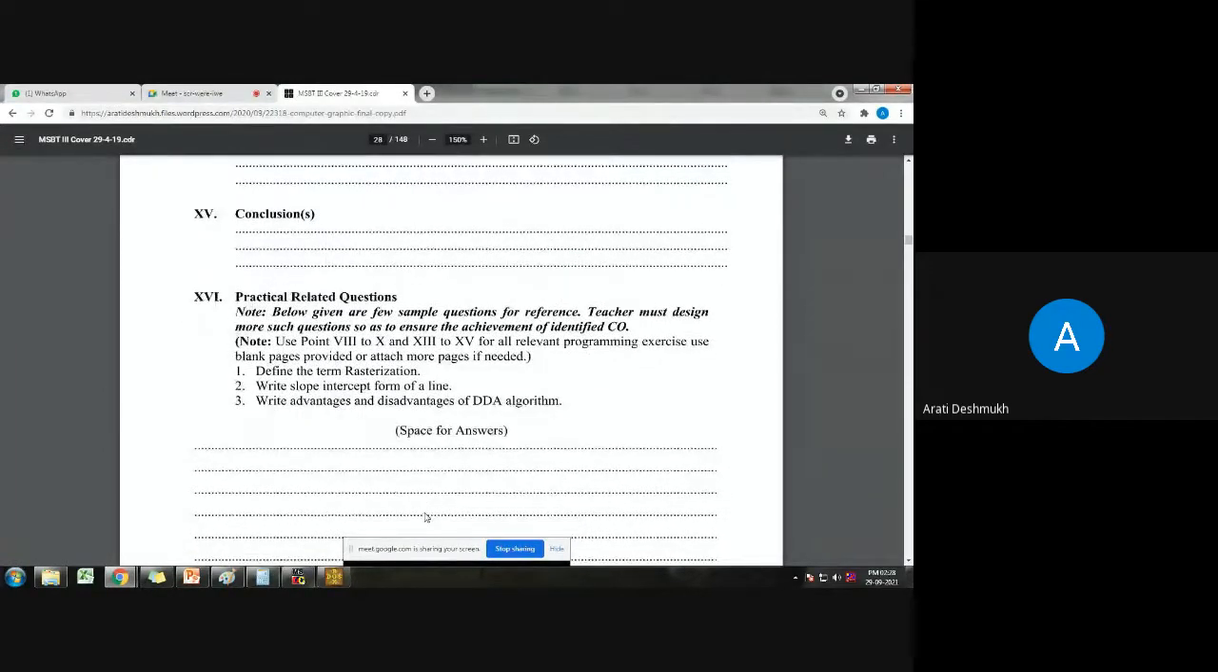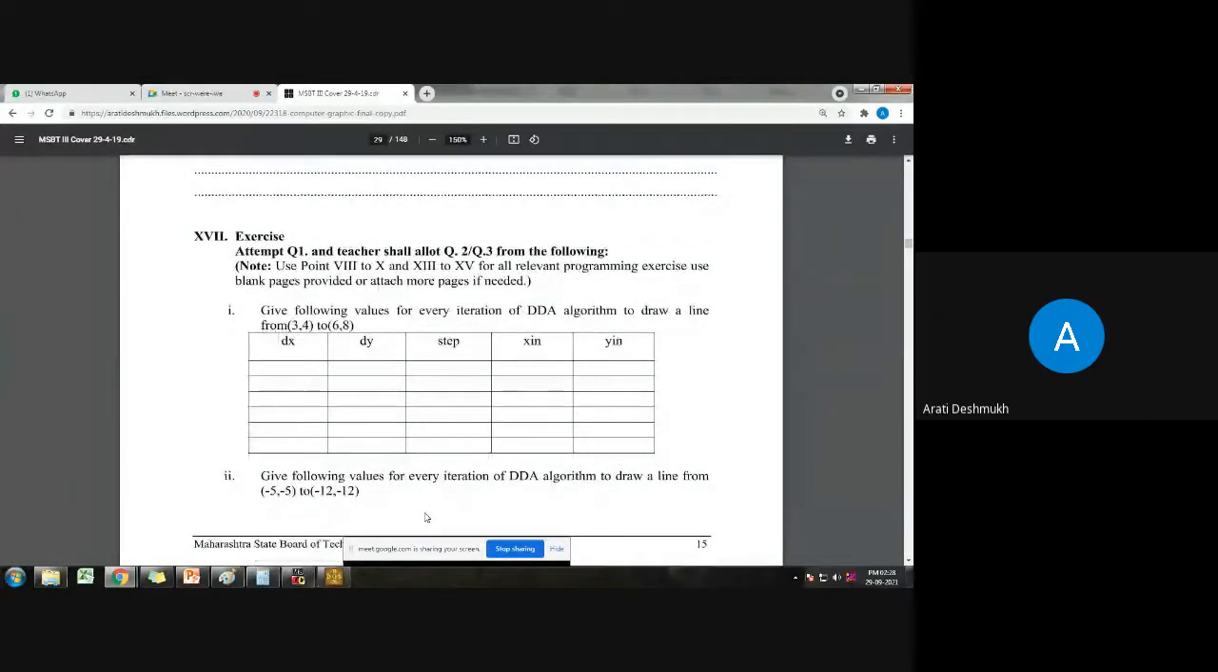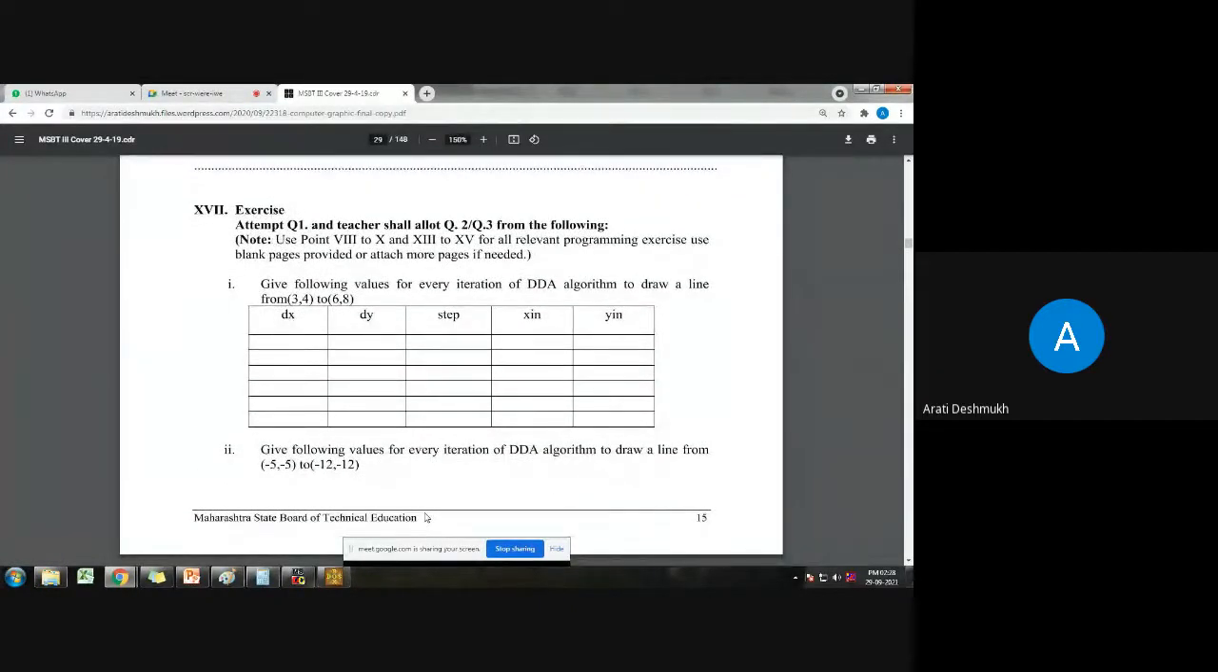The slope intercept of the line is m, which is delta y upon delta x, or there is one function, y is equal to mx plus c. You can use it. Then write down the advantages and disadvantages of the DDA line drawing algorithm, which we have already seen in the previous lecture. After that, you have to solve this example. These two examples were also discussed in the lectures, so you just have to solve them.